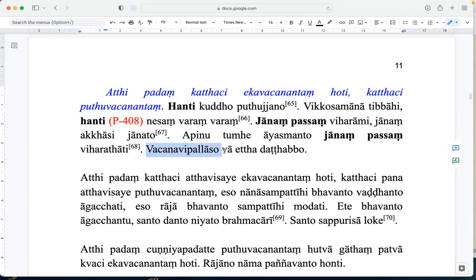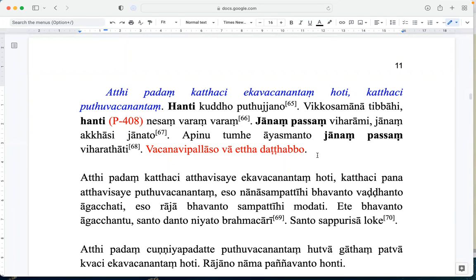There is a remark: vacana viparinama, or vacana vipallasa. Corrupted in number or missing in number. So it should be Jananda or Basanda and so on. But vacana vipallasa because of the stanza. Abhinu dome ayasamando Jana Basan viharata. Okay, so that is Sara's remark. Vacana vipallasa: corrupted in number or missing in number.